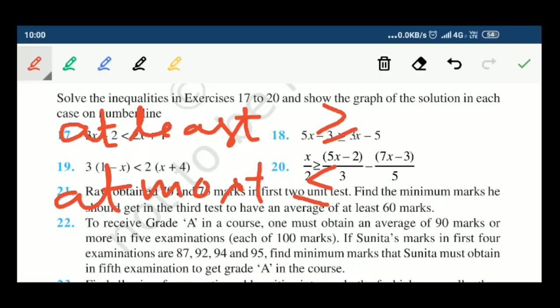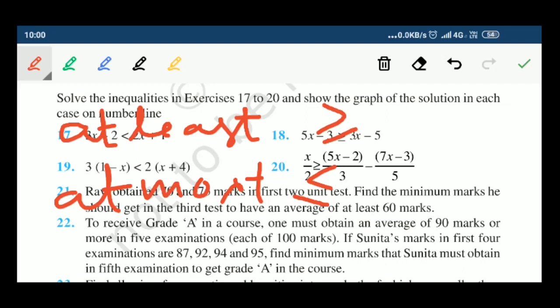Students, before starting statement questions, you can see here I have written two words, at least and at most, and you should be clear about the meaning of these two words. In your question, when the word at least is written, what is the meaning of this word? It indicates greater than or equal to.